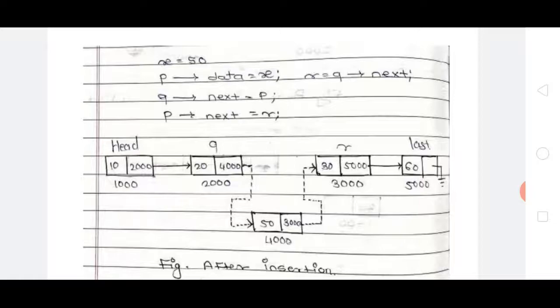Now the newly created memory block or node is placed in between elements 20 and 30. That's why two pointers, which are Q and R, are placed at the proper locations. Now see carefully, Q points to address 2000 and R points to address 3000.